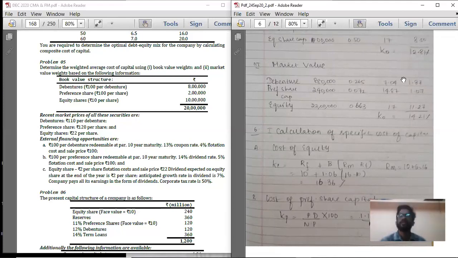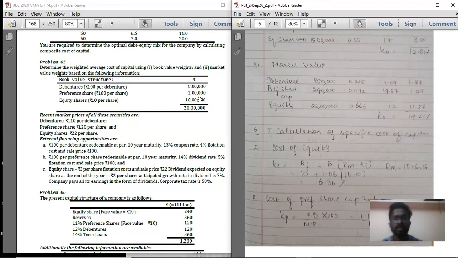In respect of that market value, record how much is the market value they have given. 110 per debenture. So total number of debentures, how much? 8 lakh of book value divided by 100 per debenture, you are getting 8,000 debentures, into 110 per debenture is the market value. So 8 lakh 80,000. In respect of debentures record 8 lakh 80,000. You should calculate number of debentures and multiply with the market value, you will get the market value of debentures.